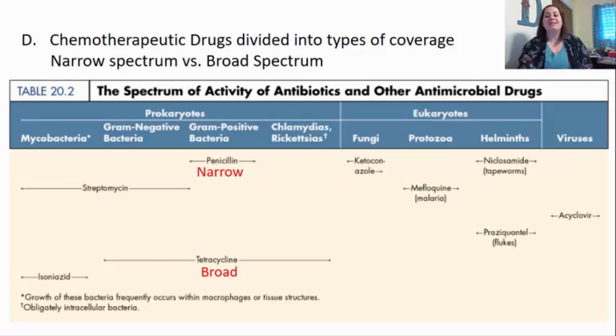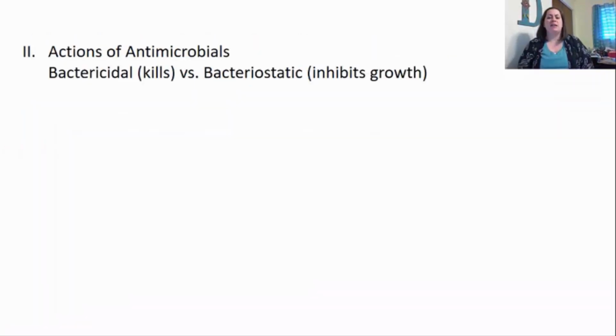All right, so if you'll notice, majority of these are actually more narrow spectrum, but there are a few. And so a lot of times when a patient comes in and they don't know what the infection might be, this is why they'll put the patient on a broad spectrum antibiotic first, because it can potentially treat more things. So what are the actions of these antimicrobials? Well, some of them are bactericidal. They're going to kill the bacteria. Others are bacteriostatic, which means they're just going to inhibit the growth.